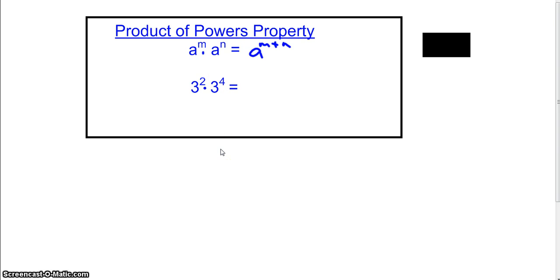So let's go ahead and complete the little sample here. And Bailey? 3 to the second times 3 to the fourth? 3 to the sixth. Excellent.